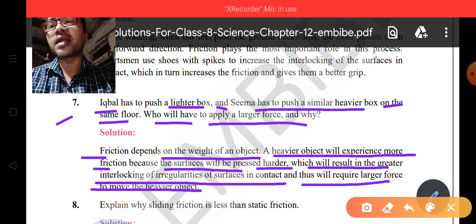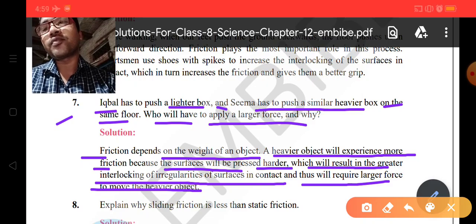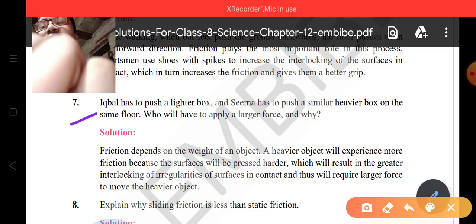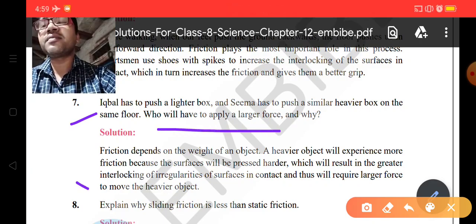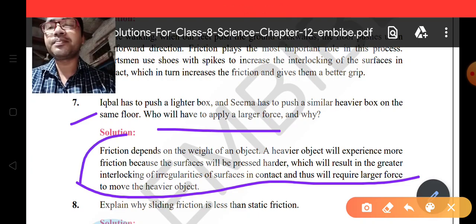The correct answer is that Seema has to push harder, or you can say Seema has to apply a very high force as compared to Iqbal to move the object, because the weight of Seema's box is very large, so you have to apply a large force. You can see this is the question and the answer is here. So note down your answer in your copy.